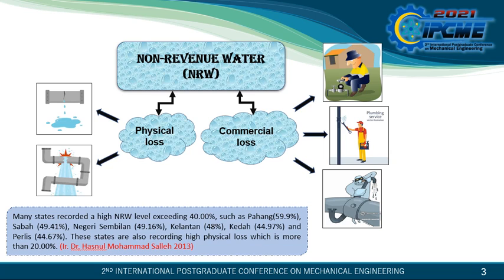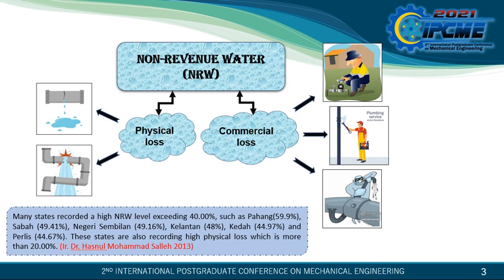Many states recorded a high NRW level exceeding 40%, such as Pahang, Sabah, Negeri Sembilan, Kelantan, Kedah, and Perlis. These states also recorded high physical loss, which is more than 20%.